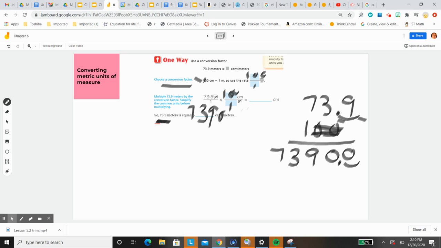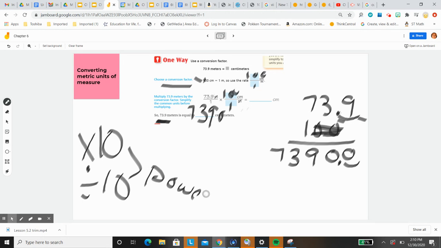That's the nice thing about the metric system, because you're multiplying or you're going to divide by 10. You're going to either multiply by tens, a power of 10, or you're going to divide by a power of 10. Okay, so that means 100 or 1,000 or something like that. Okay, I know this is a really long lesson, but this is lesson 1.